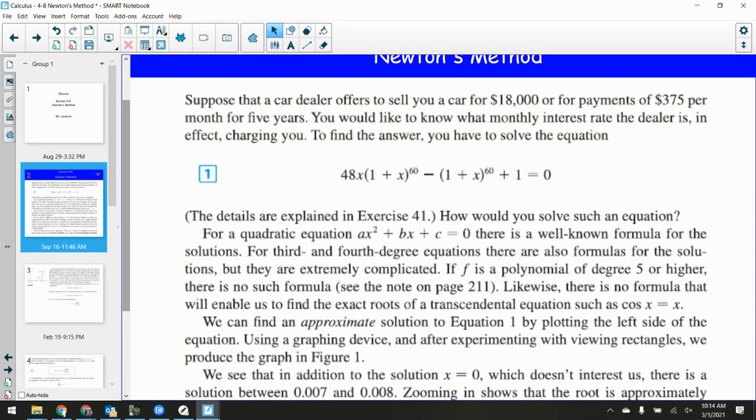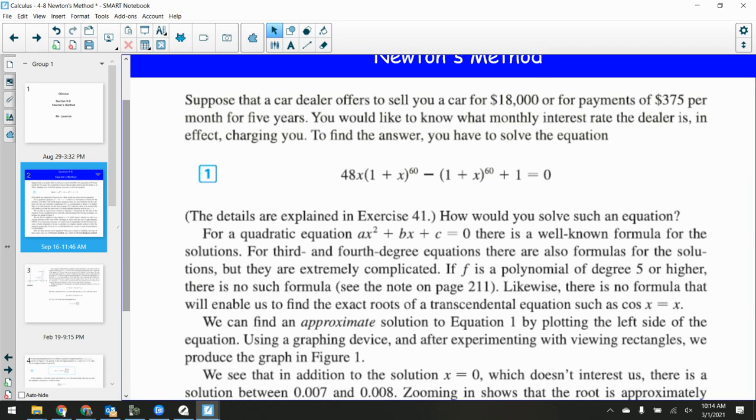For a quadratic equation, ax squared plus bx plus c equals 0, there's a very well-known formula. If it's a quadratic, you could just pop in the quadratic formula, easy, done. Those are your answers, okay? For third and fourth degree equations, there are also formulas, and there are also ways around solving it, but they're still pretty difficult. There's not really one set way to do each type of problem. They're pretty complicated. Now, if f is a polynomial of degree 5 or higher, there is no such formula.